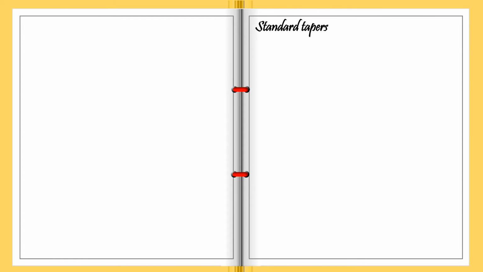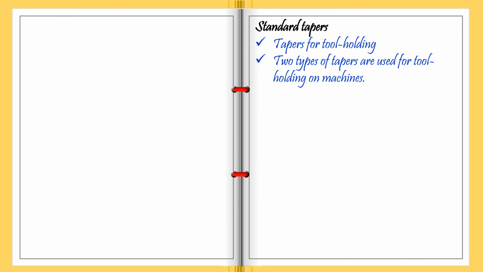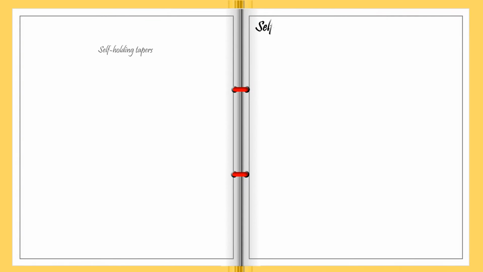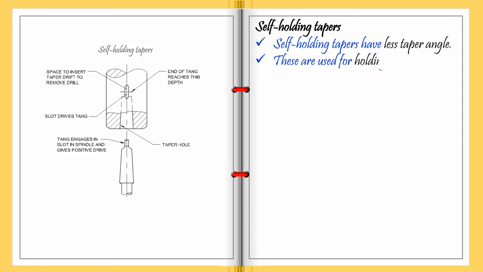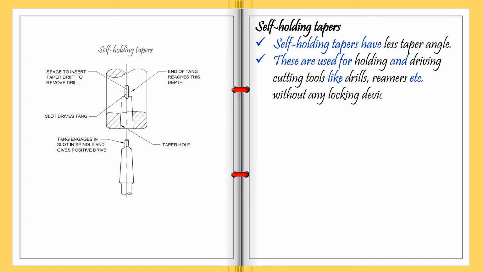Let's see about standard tapers. Tapers for tool holding. Two types of tapers are used for tool holding on machines: self-holding tapers and self-releasing tapers. Let's see about self-holding tapers. Self-holding tapers have less taper angle. These are used for holding and driving cutting tools like drills, reamers, etc. without any locking device. The standard tapers used for this are the metric taper and the Morse taper.